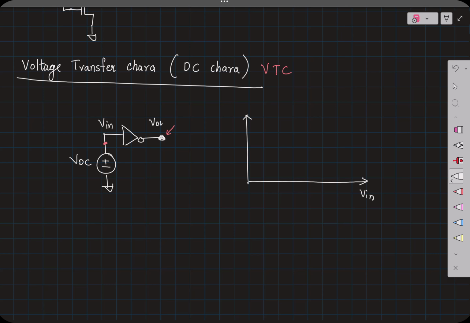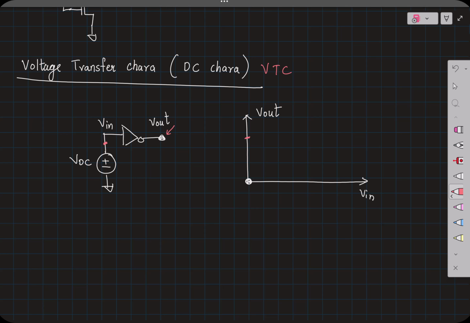This is the output of the inverter that comes on the y-axis. So let's say you start with VDC equal to 0. You start from here, then you wait for sufficiently long time till all the voltages are settled, and then you measure what is the voltage corresponding to that.